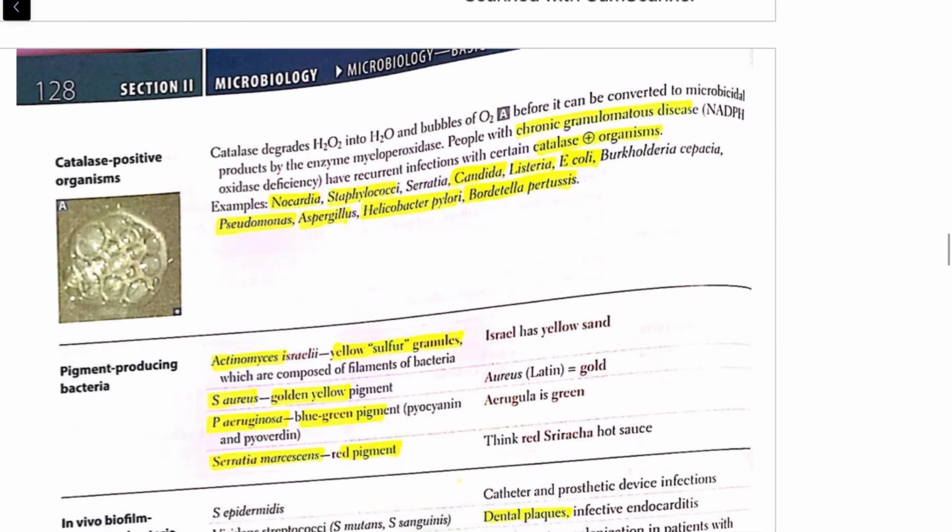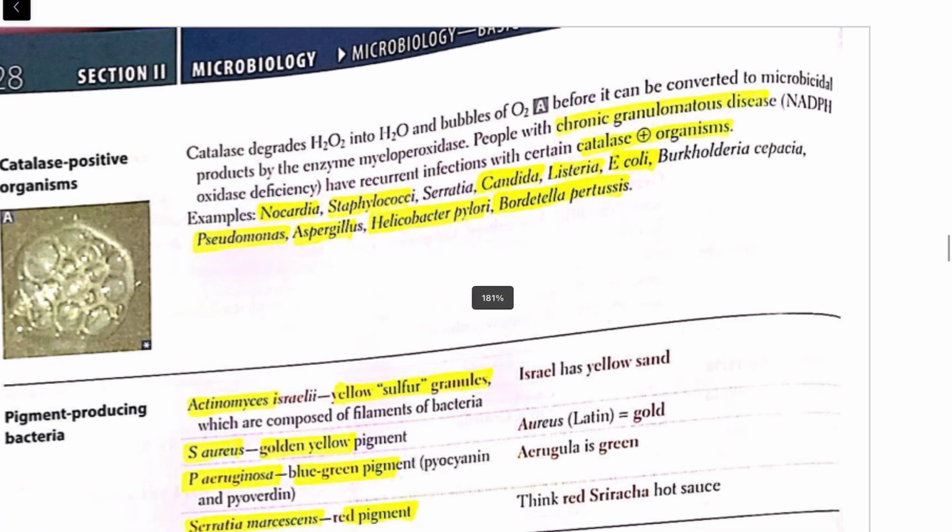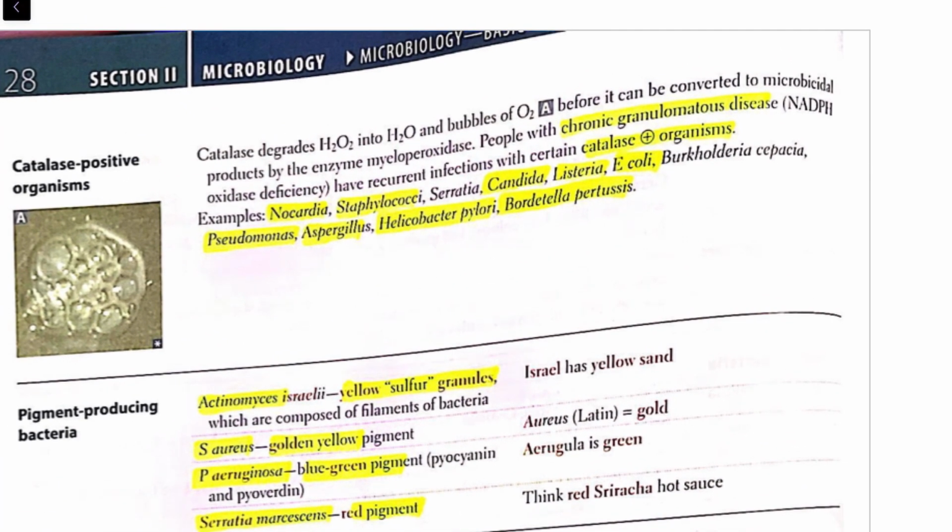Then next, catalase positive organisms. The catalase degrades H2O2 into O2. So we can see bubbles of O2, and people with chronic granulomatous disease, that is they have NADPH oxidase deficiency, may have infections with catalase positive organisms. This is an integration with pathology. So what are the catalase positive organisms? Staph we already know. Apart from that, Nocardia, Pseudomonas, Candida, Listeria, E. coli and Aspergillus, Helicobacter, Bordetella pertussis. These are all catalase positive. What you need to remember is Pseudomonas and Staph. They are very important.